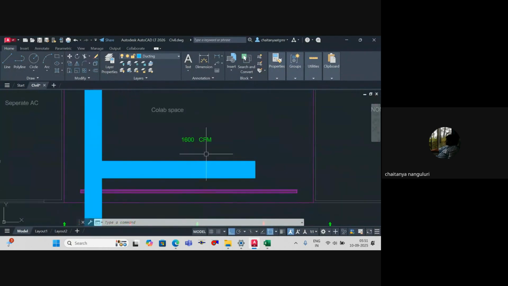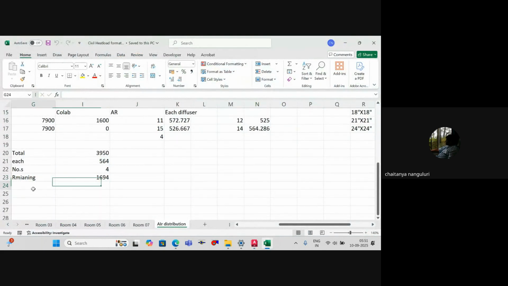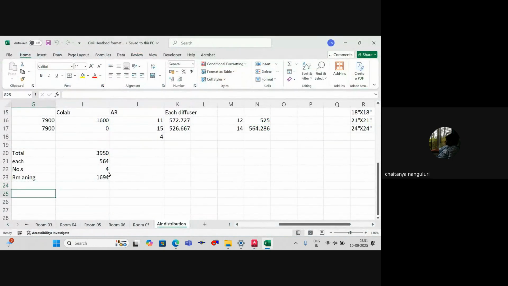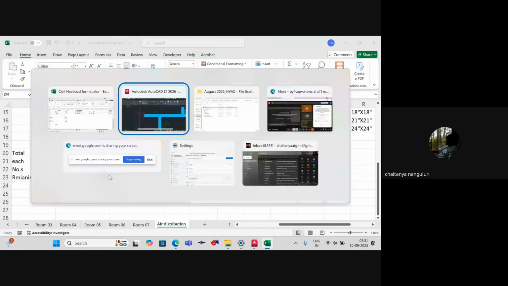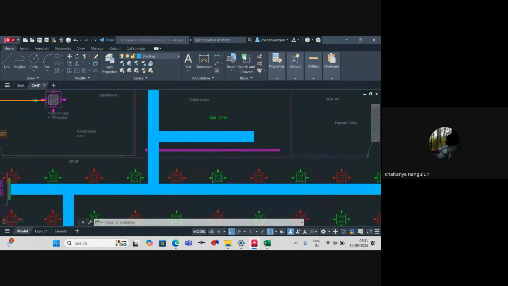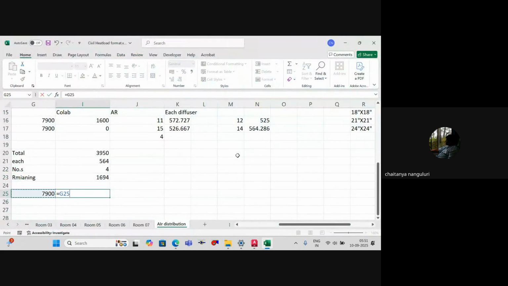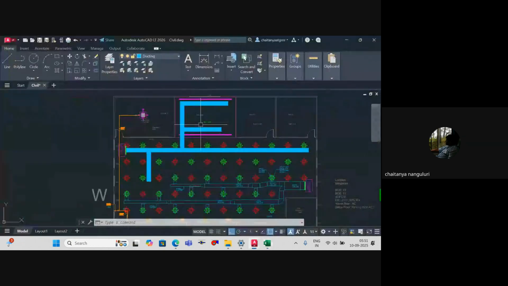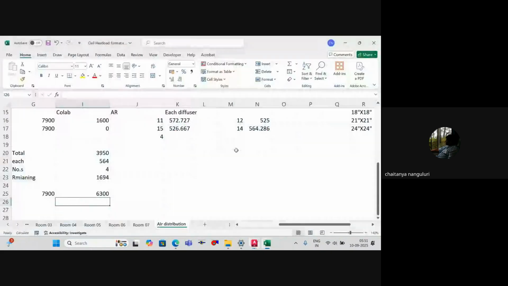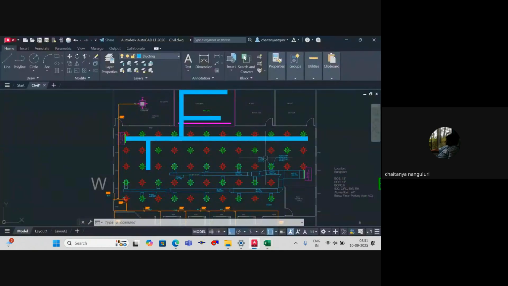I have to remove 1,600, right? So it is equal to 7,900 divided by... 7,900 CFM is the AHU flow rate, and then I have to do minus 1,600. I have to do this minus 1,600, and then divide that value by how many numbers? 1, 2, 3, 4, 5, 6, 7, 8, 9, 10, 11, 12. 12 numbers, so this value divided by 12. So totally 525 CFM. Right, so each one I have to design for 525 CFM.